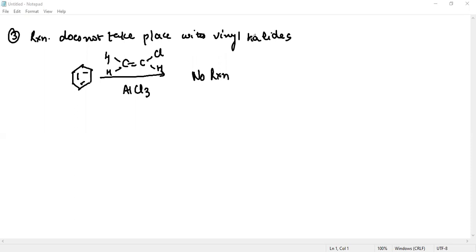the reaction does not take place with vinyl halides. Okay, so if you have your benzene ring here, and then you have a reagent like this, where your carbon connected to Cl is involved in a double bond. Okay, so we call this a vinyl halide. So this reagent is a vinyl halide, and with these types of reagents you can't do Friedel-Crafts alkylation. They are not allowed in Friedel-Crafts alkylation. So no alkylation will take place in this case.